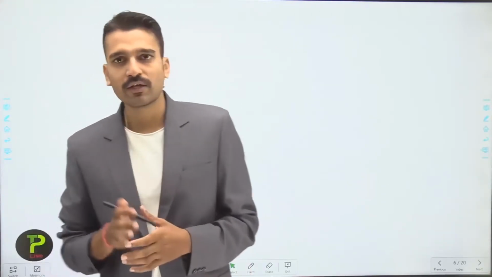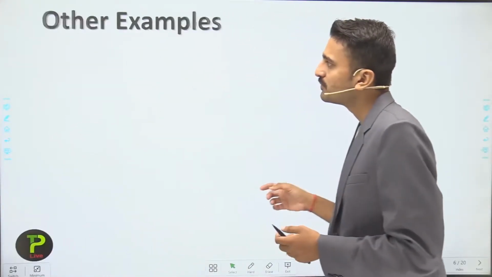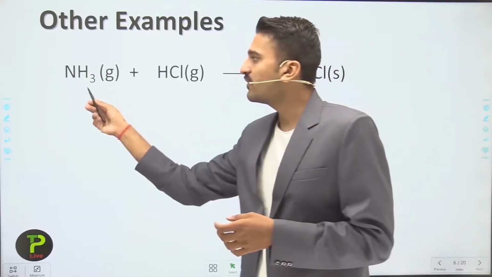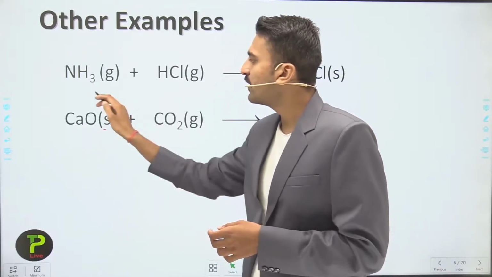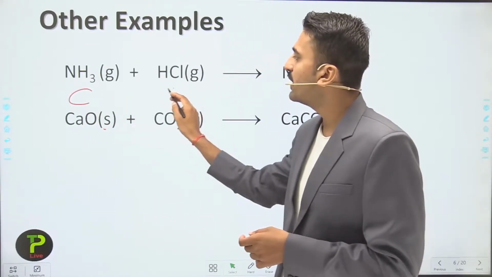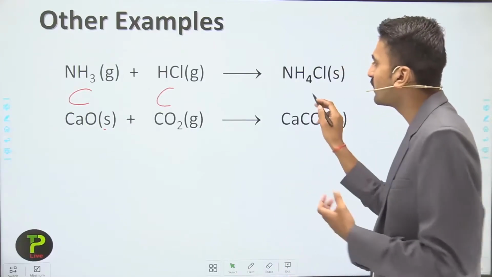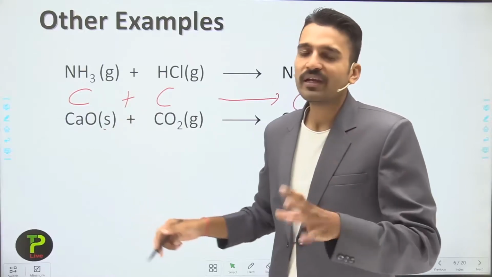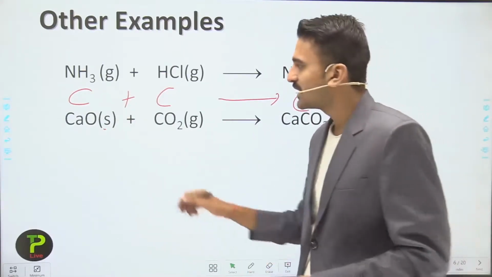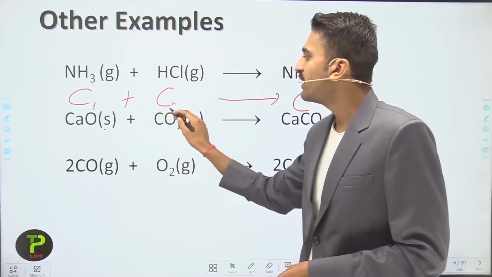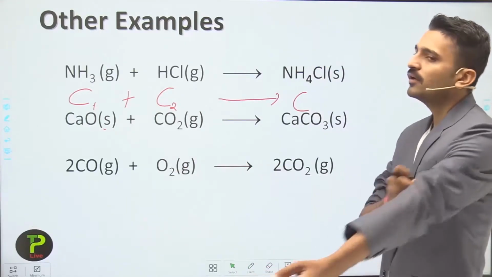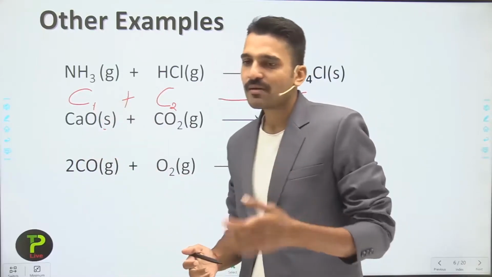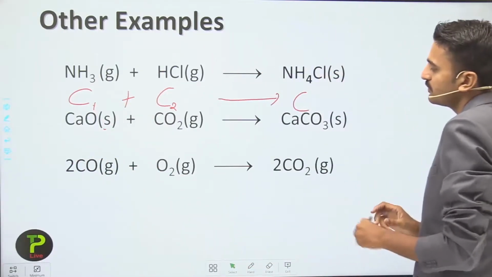Okay, moving to the next slide, which talks about other examples. Here you see NH3, which is a compound. It is combining with the HCl compound to give another compound. This particular reaction has no special name, it is just called a combination reaction, in which compound 1 combines with compound 2 to form another new compound.